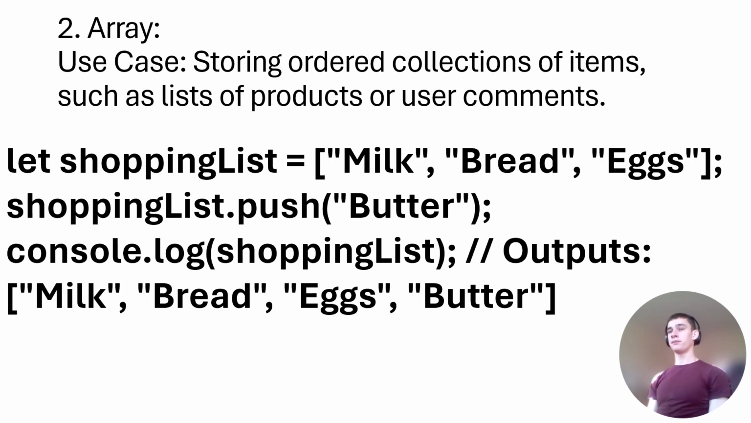Then we have an array. So the use case of an array is storing ordered collections of items, such as a list of products or user comments. So we let shopping list be milk, bread, and eggs, but we want to add butter. So we say shopping list.push butter. Console.log shopping list will now show milk, bread, eggs, and butter.